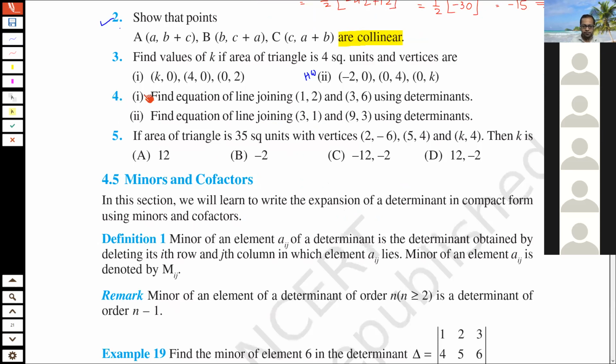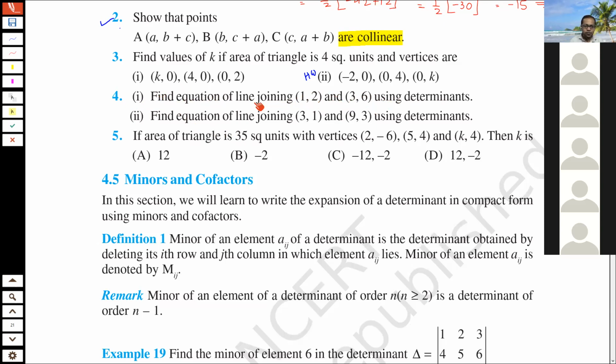Now, question number 4. Ansh, can you please read the question number 4? First one. Okay, you have some technical issues. Look here, question number 4.1. Find equation of the line joining this and this using determinants. It's okay, and sometimes we have technical issues.